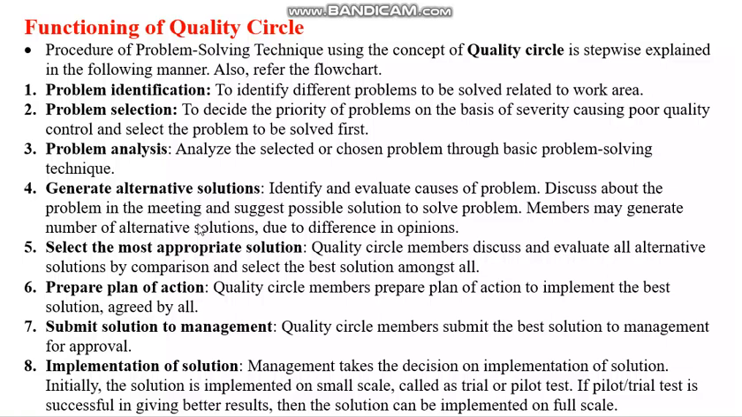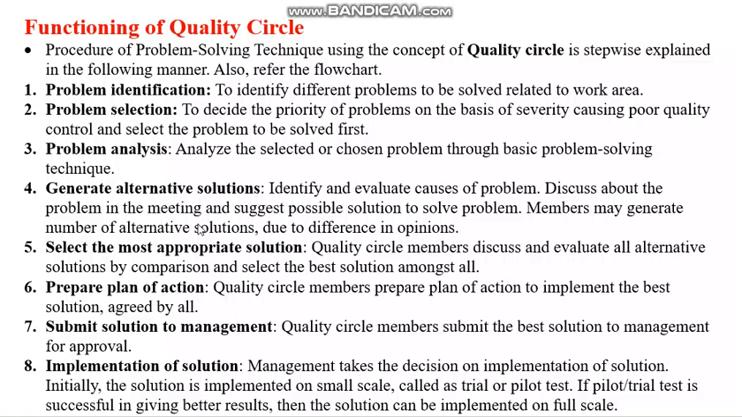Once you have selected the best solution, the sixth point is to prepare a plan of action. Now, how are you going to implement this appropriate solution that you have found out? The members of the quality circle will prepare a plan of action to implement that best solution. Then, as a seventh step, you submit the solution to the management. And the eighth step is to implement this solution.